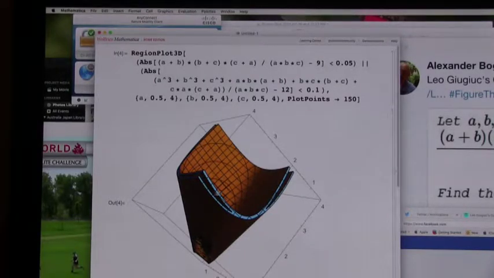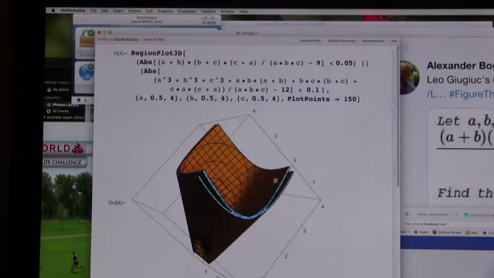That's on the inside here. And then I have the second curve or surface that got added on the outside. That's the a cubed plus b cubed plus c cubed plus ab(a plus b), that cyclic sum divided by a plus c, equals 12. All right. And this was the maximum value.